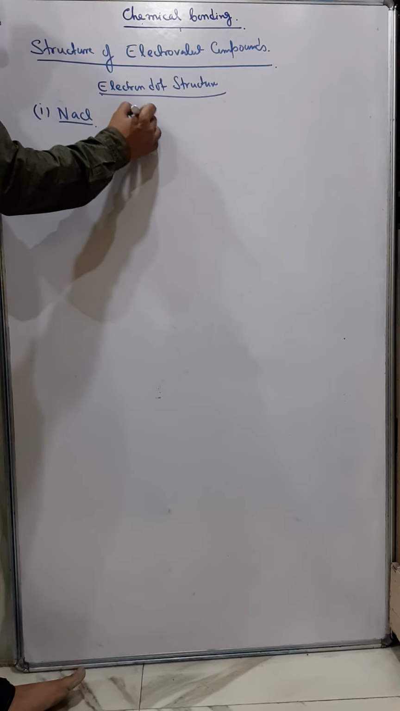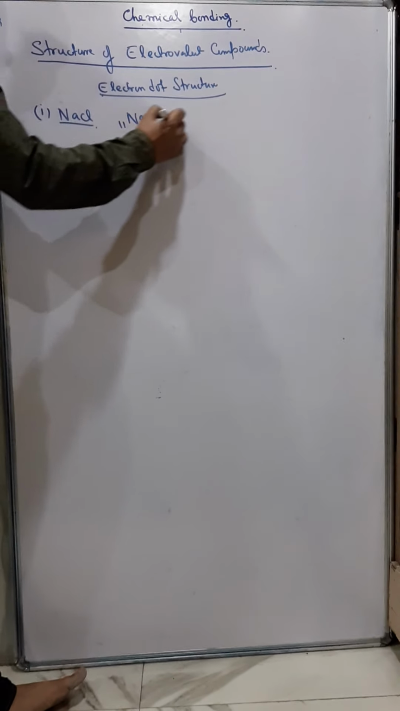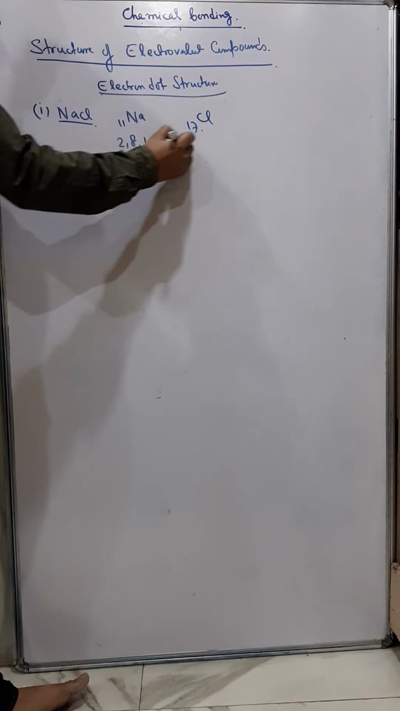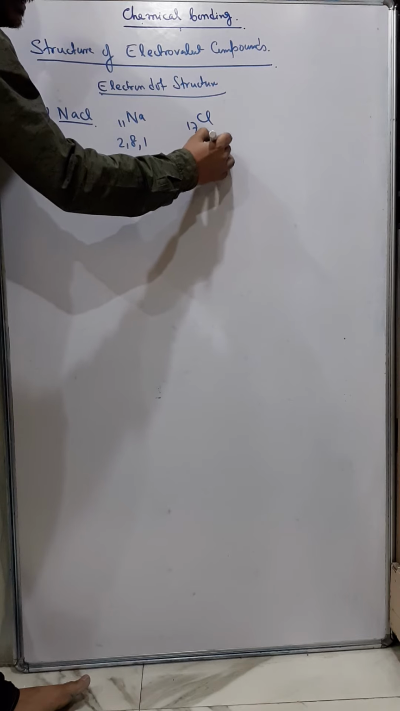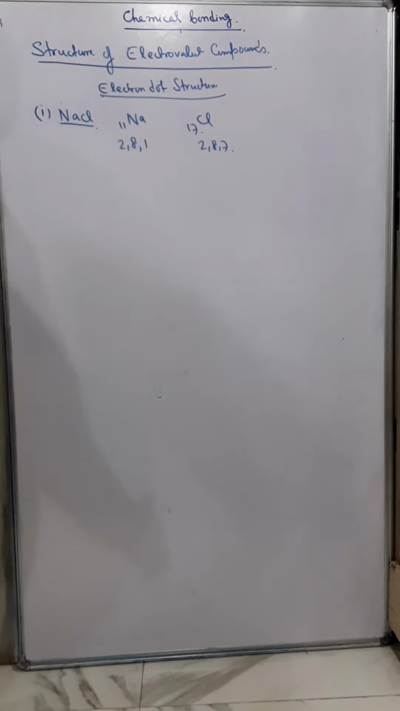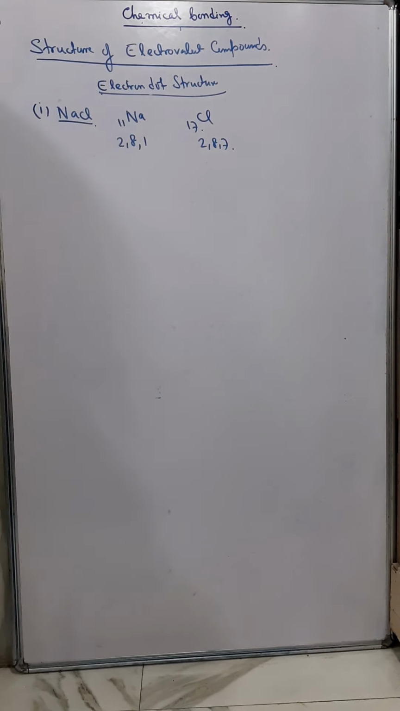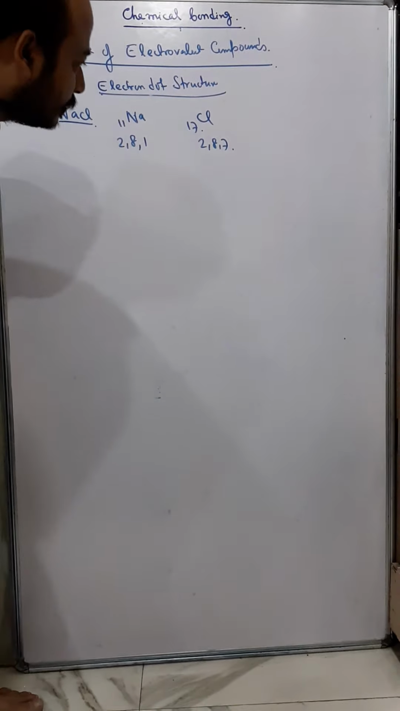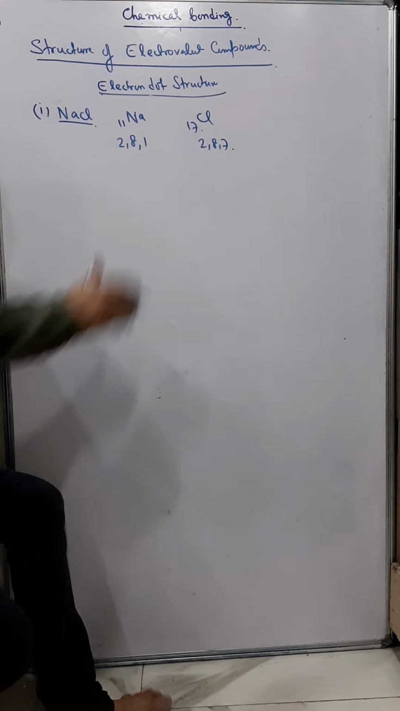Now how to draw them? First you should know their atomic number, or it should be given. Now the electronic configuration of sodium is 2, 8, 1. For chlorine it is 2, 8 and 7. Now electron dot structure means you have to just show the last shell electrons, not others. In orbital structure you have to show all, but in electron dot structure you can show only the last shell. Now how to do this?